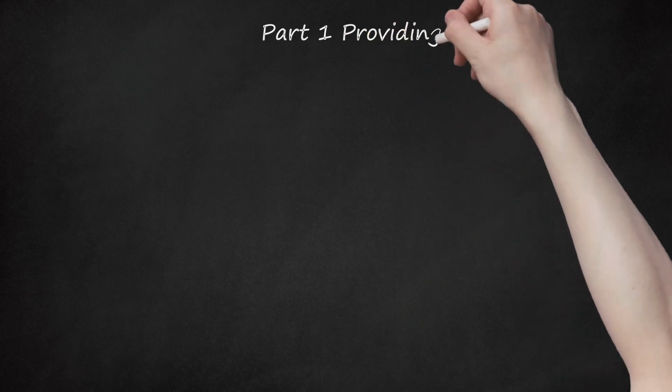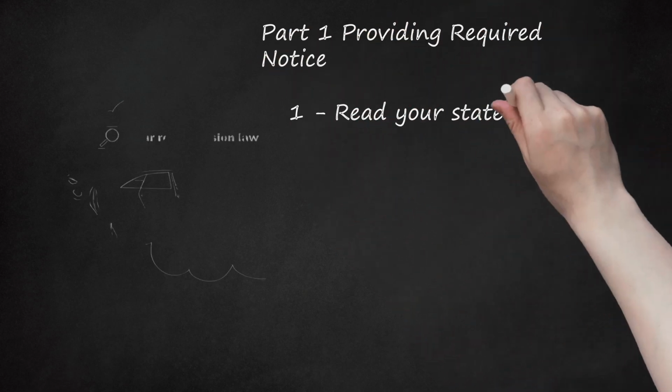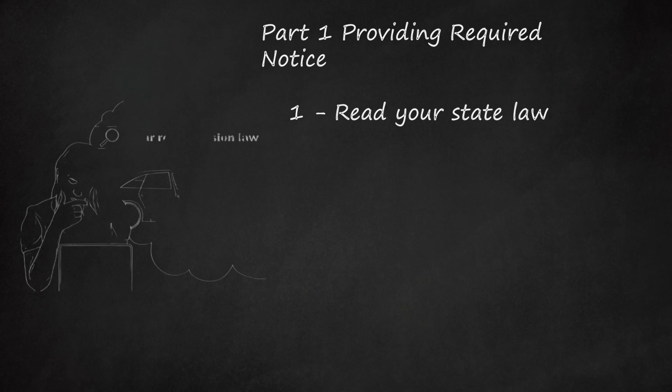Part 1. Providing required notice. 1. Read your state law. In order to collect on a deficiency, you need to follow your state's notice requirements. If you fail to follow the requirements, then you might not be able to sue for the deficiency. To find your state's law, you should go to your local law library, which should be at your courthouse. Ask the librarian to see your state's law on car repossession and deficiency judgments.